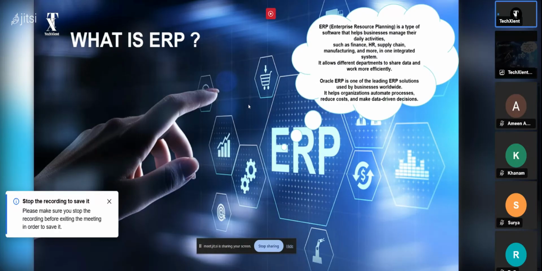First of all, what is an ERP? ERP is enterprise resource planning. It is a type of software that helps businesses manage their daily activities, such as finance, HR, supply chain, manufacturing, and more in one integrated system. It allows different departments to share data and work more efficiently. Let me give a generic example of ERP.